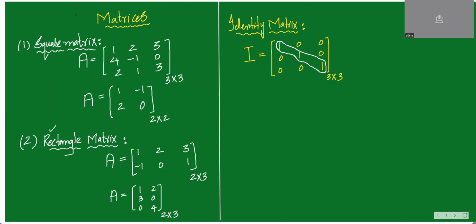Are you getting my point? One more example, for 2 by 2: 1, 0, 0, 1. Again, the order will be 2 rows and 2 columns. And what you have noticed here, the elements of the diagonal are 1. So there is a special arrangement of this special matrix, which is called an identity matrix.